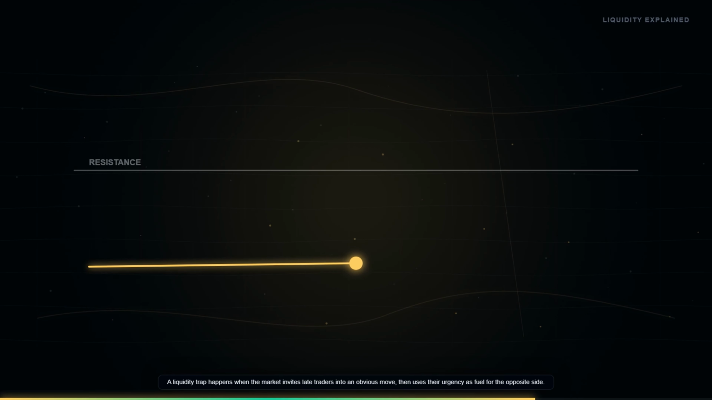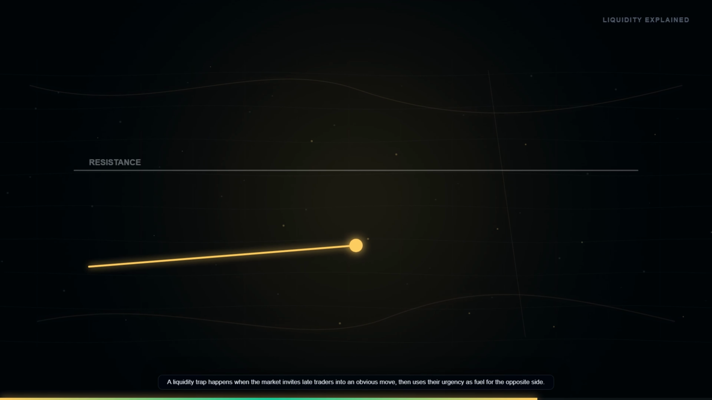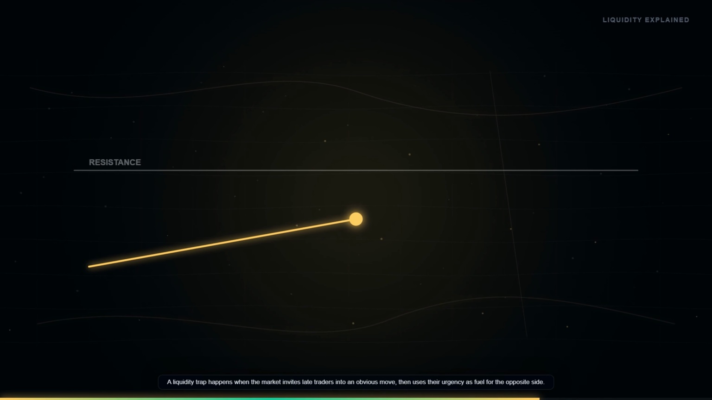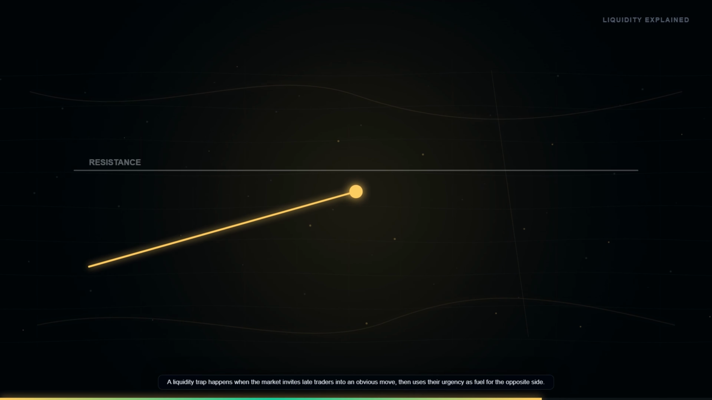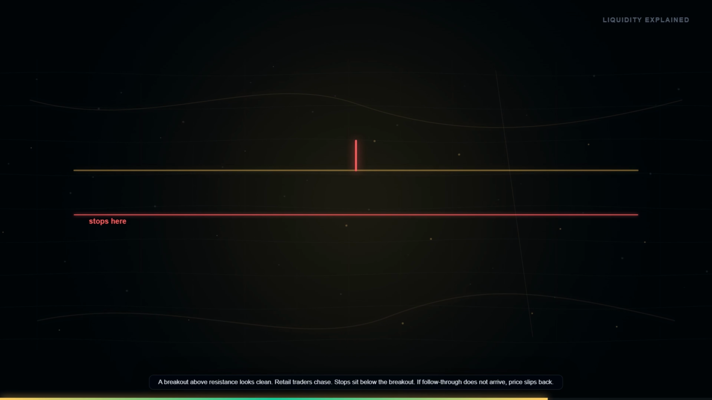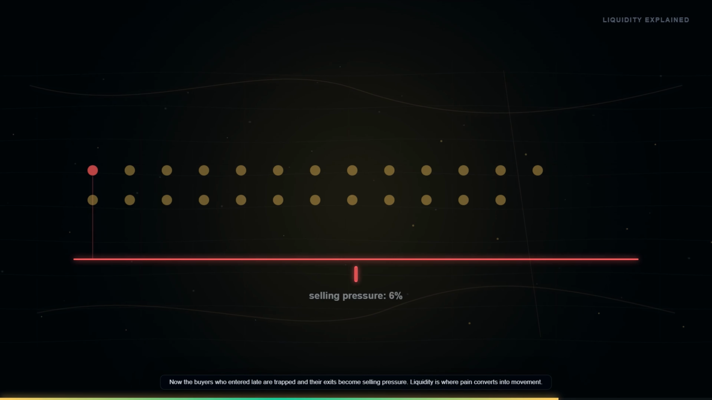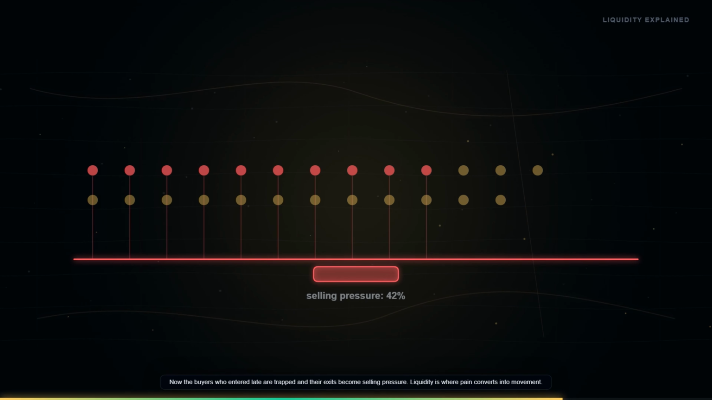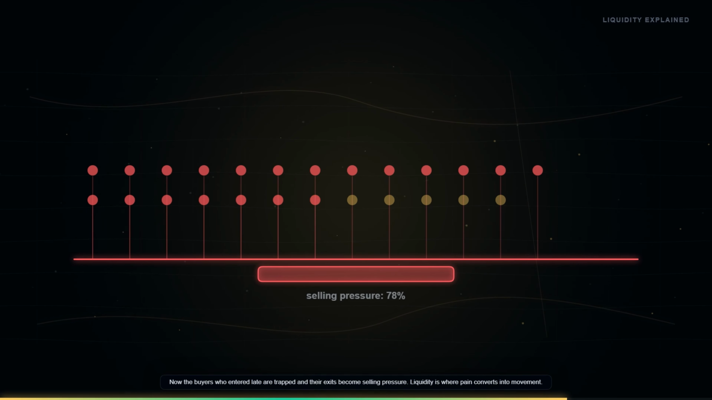A liquidity trap happens when the market invites late traders into an obvious move, then uses their urgency as fuel for the opposite side. A breakout above resistance looks clean. Retail traders chase. Stops sit below the breakout. If follow-through does not arrive, price slips back. Now the buyers who entered late are trapped, and their exits become selling pressure. Liquidity is where pain converts into movement.